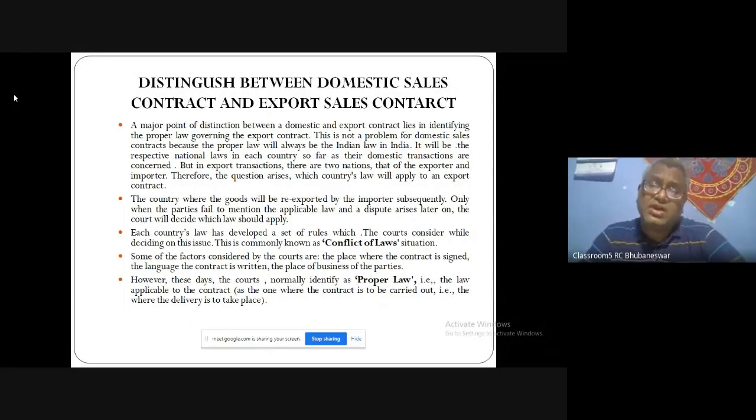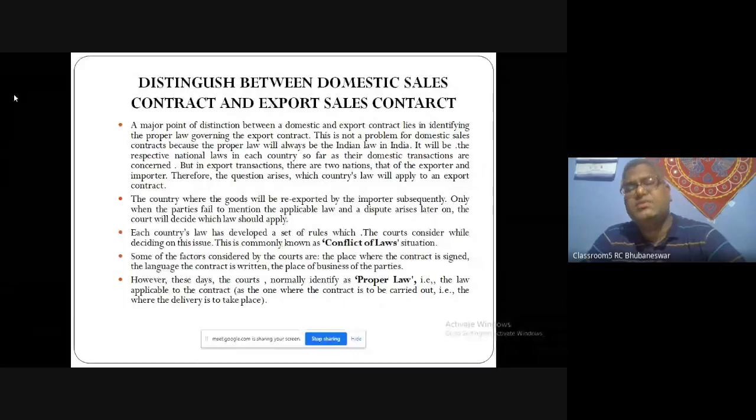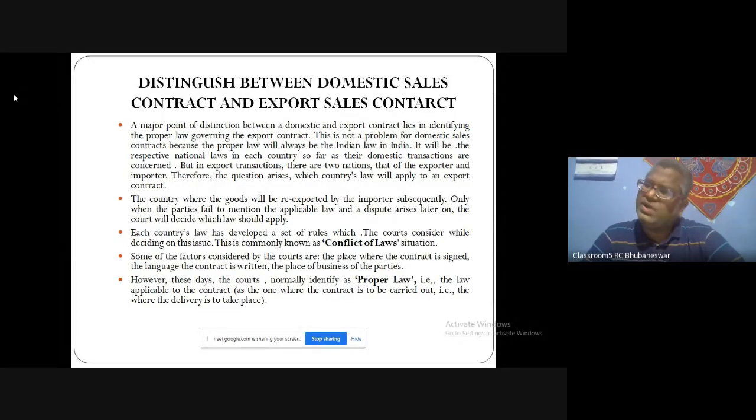If you do not consider that type of issue, it is called a conflict of law situation. But the question here is, some factors are considered by the court, such as the place where the contract is signed, or the language in which the contract is written. Which language? If I am exporting goods to China and the Chinese people use the Chinese language, but we are using only English or Hindi, there is a differentiation of languages, and the place of business of the parties. On this basis, the court normally identifies one law that is called a proper law.